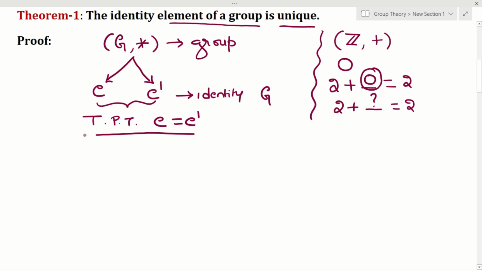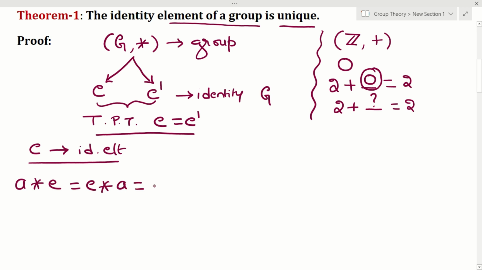First, what do we know about E and E dash? E and E dash are identity elements of G. First case, I consider E as the identity element of G. What is the identity law? A star E is equal to E star A is equal to A. And this is true for all A belongs to G. This statement is true for every element of G.